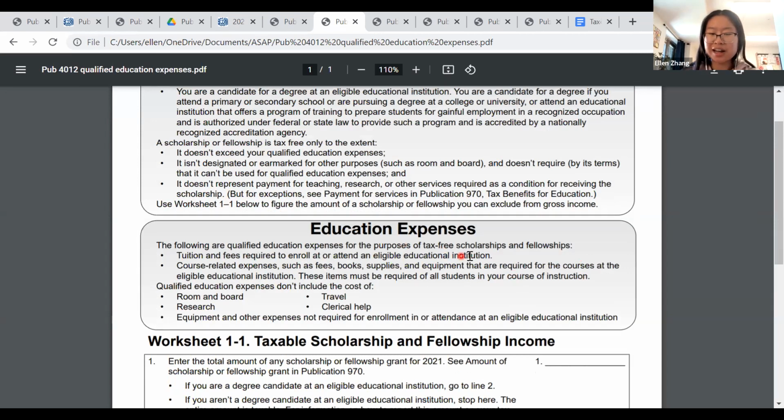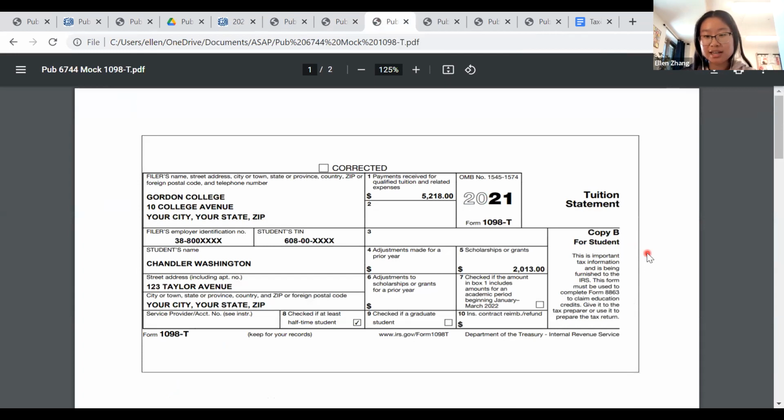So where can you find these expenses? Fortunately, there is a very handy form known as a 1098T, which is your tuition statement. You'll be able to find how much you've paid in tuition here in box 1, so payments received for qualified tuition and other related expenses. And this related expenses refers to any other required fees for enrolling at the institution. For example, that might be a gym membership fee or a student wellness fee.